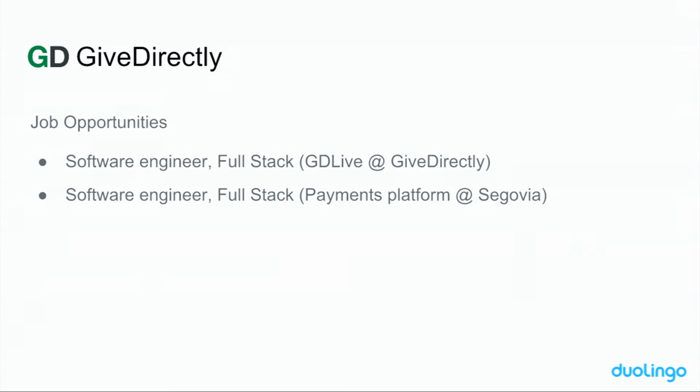So here are some of the job opportunities today at both GiveDirectly and Segovia. Both places are looking for full-stack software engineers. And at Segovia, this payments platform is a really good job for somebody who's interested in systems.